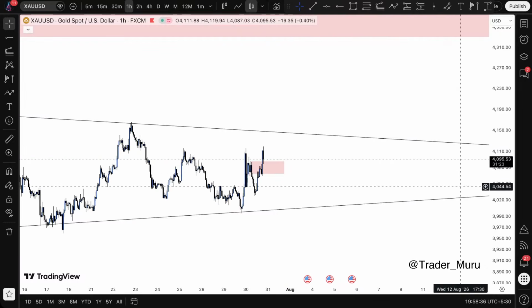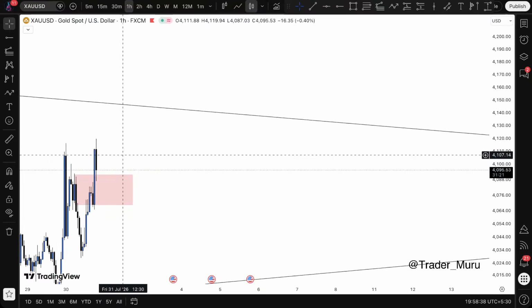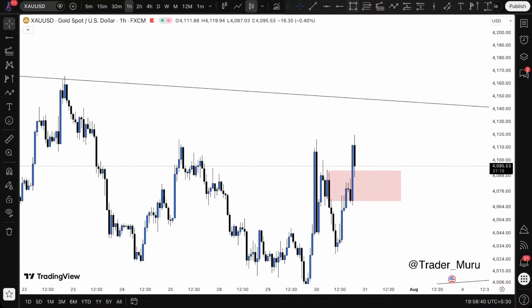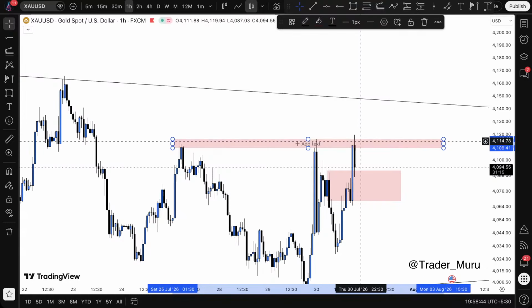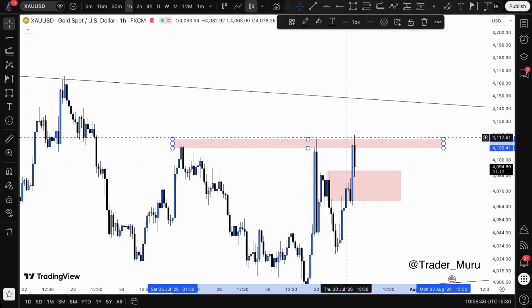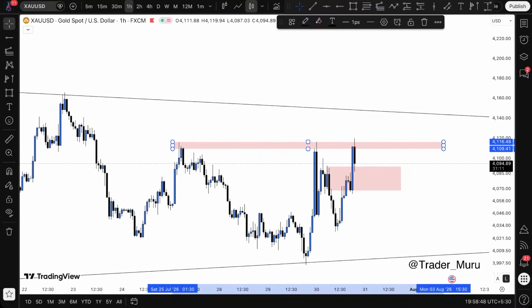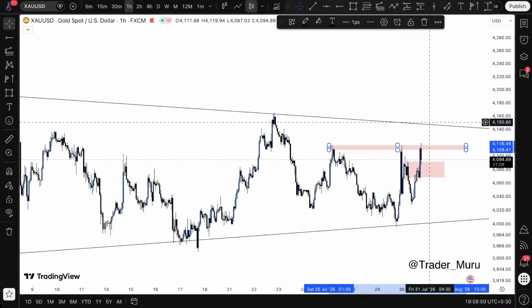But for that it needs a breakout of these equal highs, and we are still below it. If this 4-hour closing is just a sweep, then we will be watching for short from here. Otherwise, the upper trend line is still here.